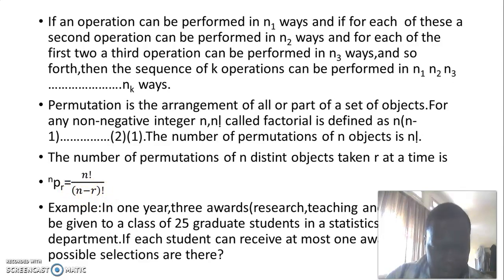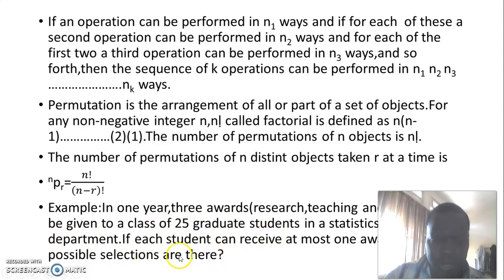For example, in 1 year, 3 awards, which are research, teaching, and service, will be given to a class of 25 graduate students in the statistics department. If each student can receive at most 1 award, how many possible selections are there? Remember, there are 3 awards and there are 25 graduate students.